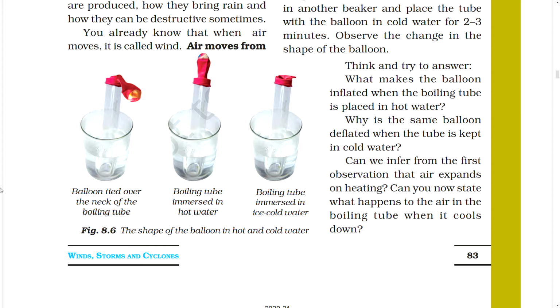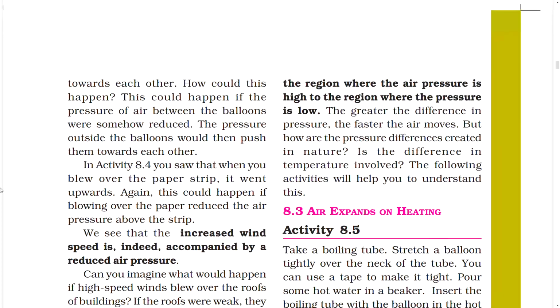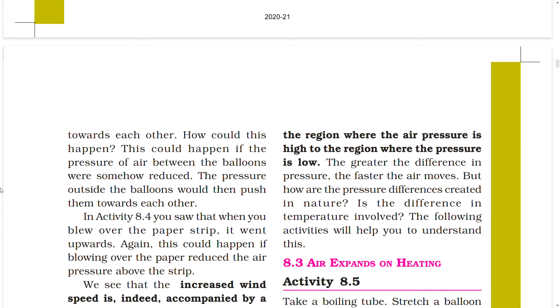Figure. Balloon tied over the neck of the boiling tube immersed in hot water, boiling tube immersed in ice cold water. Figure. The shape of the balloon in hot and cold water. The region where the air pressure is high to the region where the pressure is low. The greater the difference in pressure, the faster the air moves.